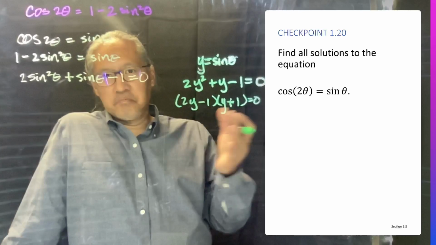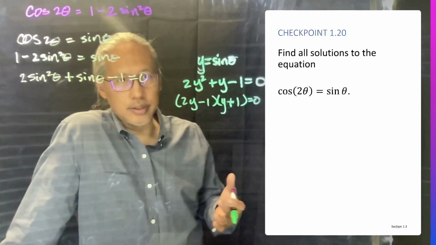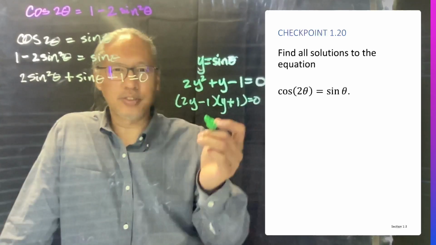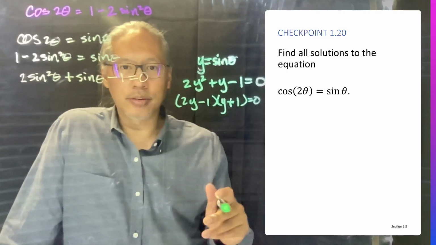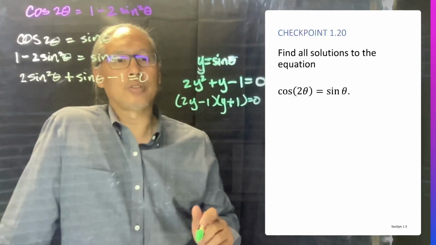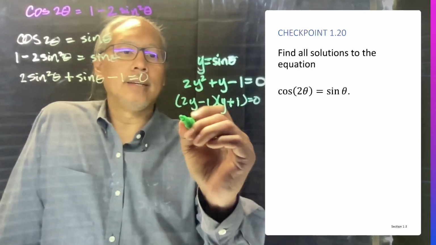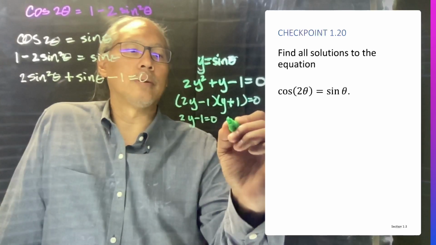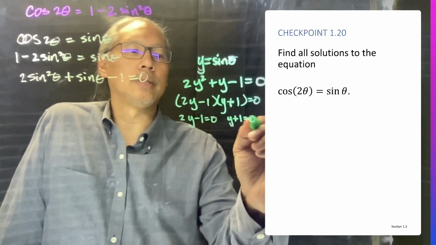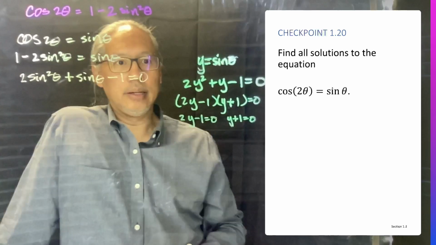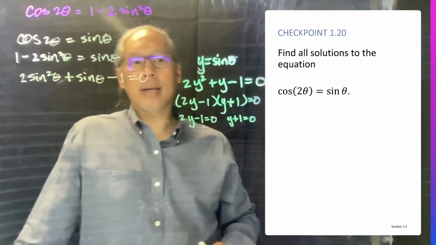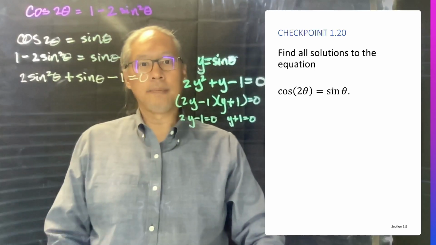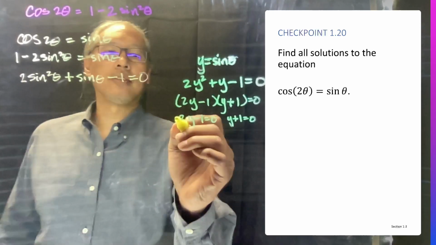All right, any way you do this, do it using the quadratic formula if you have to, or I've seen the triangle or the diamond method for factoring, whatever works for you. In any case, this is going to be 2y minus 1 equals 0, or y plus 1 equals 0. Okay, and I think we can do the substitution back and look at this as a sine again. So let's bring it back over here.